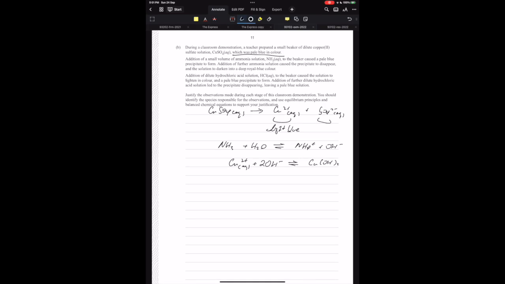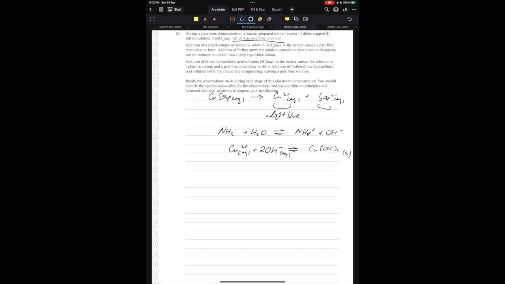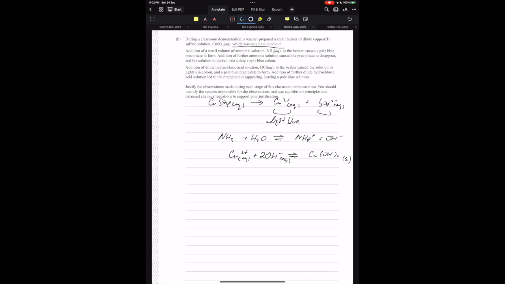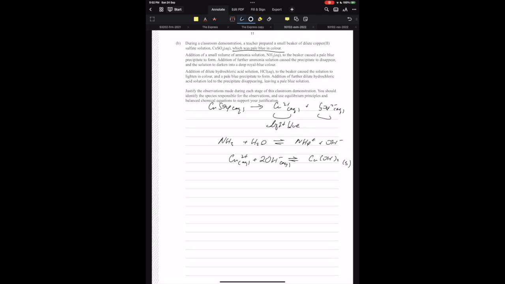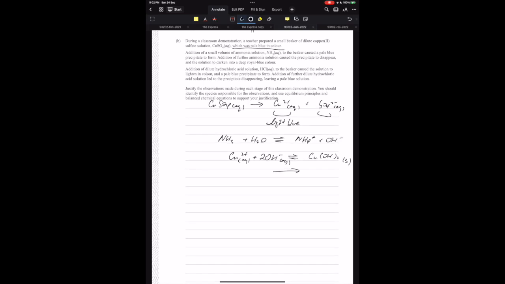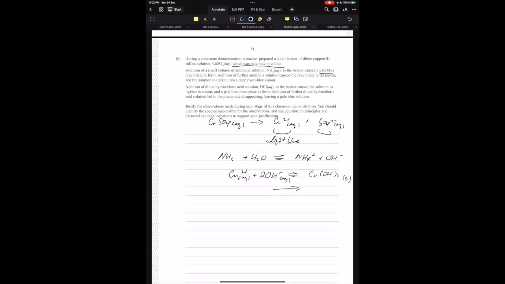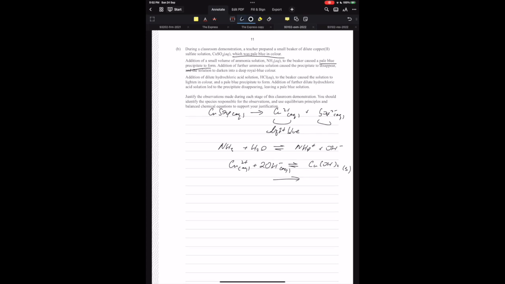And this is something that if you don't know, then you don't know, but if you do know, then good. Copper hydroxide is a precipitate. And in fact, copper hydroxide is a blue precipitate. So what's happened here is NH3 is added, the solution becomes basic, hydroxide ions are formed, and the hydroxide ions enter into equilibrium with copper 2 plus, and it forces the equilibrium this way, as a result of Le Chatelier's principle, to form copper hydroxide, which is a pale blue precipitate. So that justifies the first part of the ammonia solution.